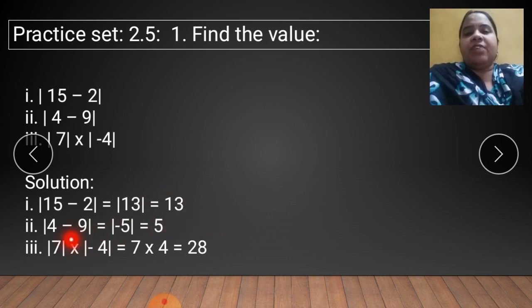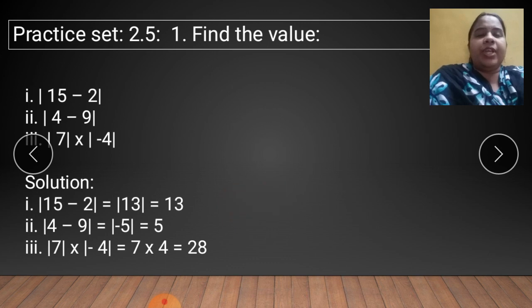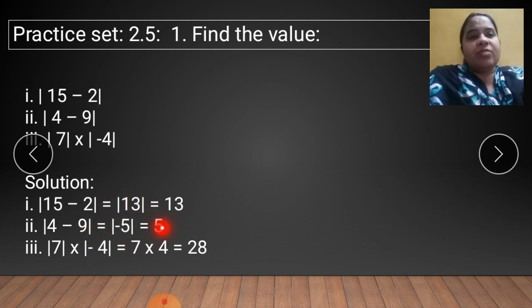Now look at this. It is mod of 7 into mod of minus 4. Now individually they have written these numbers in the mod sign. Don't try to take it as minus 28. Okay? See, individually it is written mod of 7, so take it out as 7. Mod of minus 4, so take it out as 4. And 7 into 4 is nothing but 28.